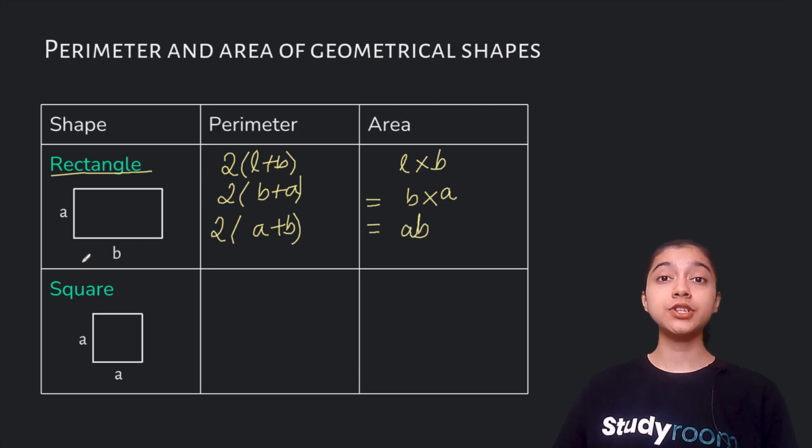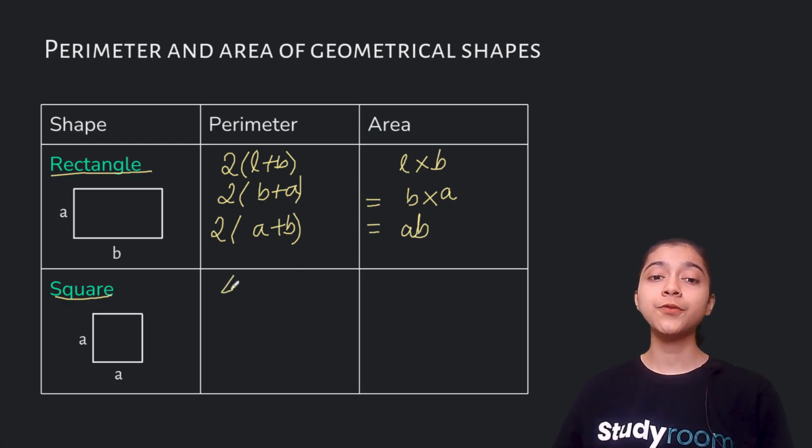The next geometrical shape that we have is a square. The perimeter of the square is 4 times its side. The side of the square given over here is A. So the perimeter will be 4A. Talking about the area, the area of the square is side into side.